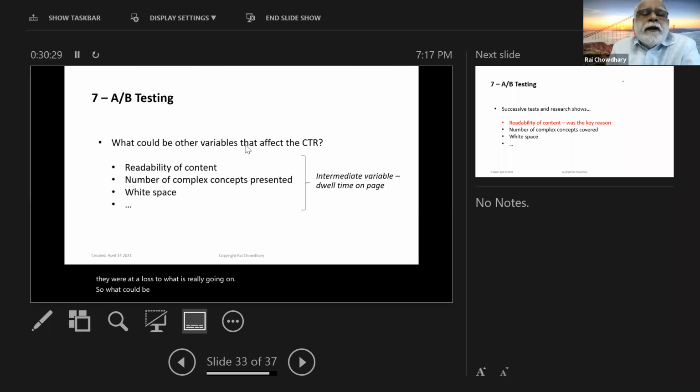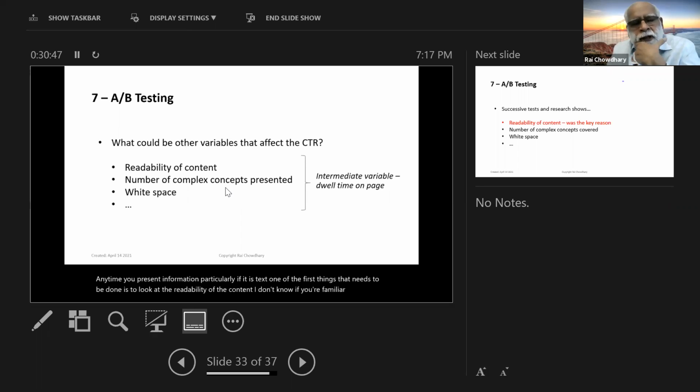So what could be other variables that could affect the CTR? When I looked at their landing page, anytime you present information, particularly text, one of the first things that needs to be done is to look at the readability of the content. I don't know if you are familiar with Flesch-Kincaid reading scores. There are different types of evaluations you can do on the readability of content. If your audience is by and large up to bachelor's level or lower, you want the content written at about a 7th or 8th grade level. If your audience is mostly PhDs and they read 7th or 8th grade level content, you're not going to win any brownie points from them. You've got to know your audience.